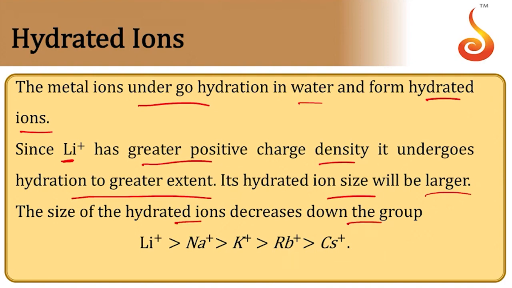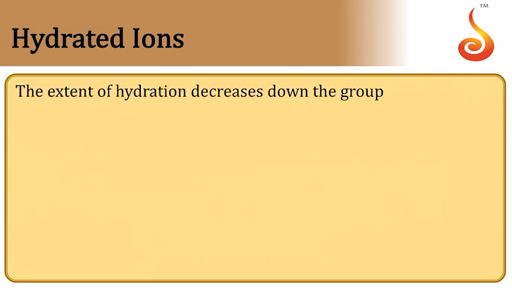Now when you compare the size of hydrated ions in this group, down the group the size is reduced, because cesium cannot undergo hydration as heavily as lithium does. That is regarding the order of hydration. The extent of hydration also decreases down the group, because down the group positive charge density is decreasing.